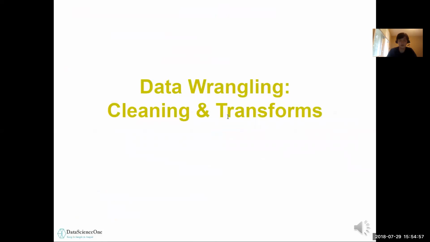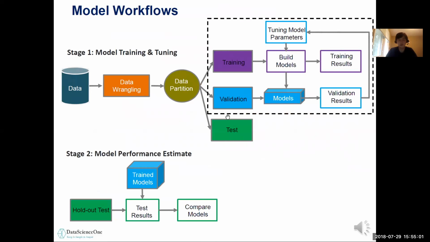Now let's talk about the data wrangling perspective. Here is the overall ED admission model workflow that I designed, which I can describe in two stages. Stage 1 is focused on model training and tuning. Stage 2 is for the final model performance estimates. In stage 1, we first load the raw data into Python as a data frame, then execute the data wrangling step, and then perform the data partition step to split the original data set into the training set, validation set, and test set.